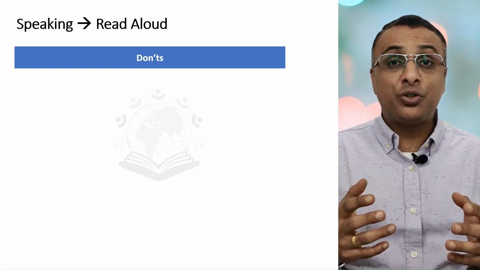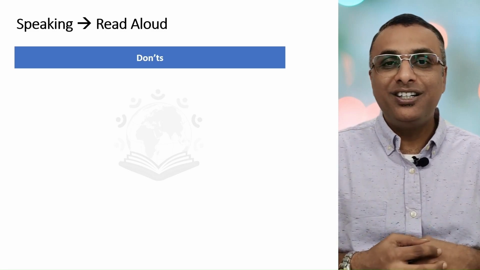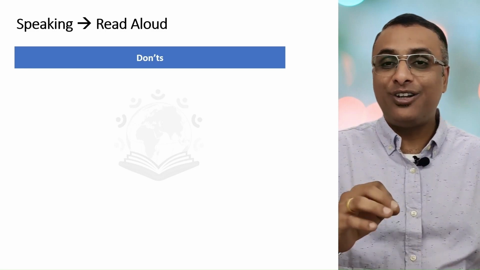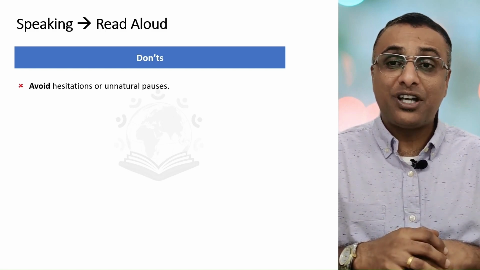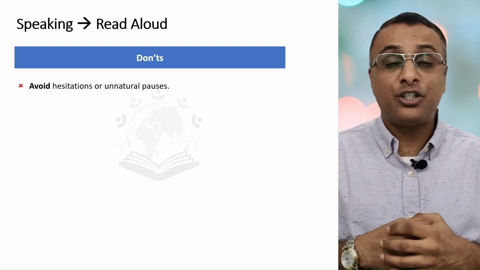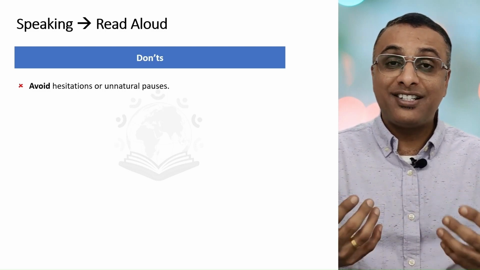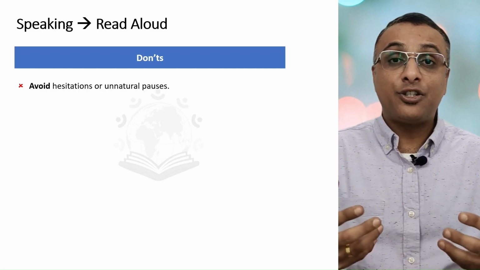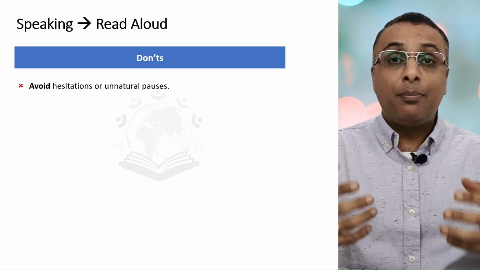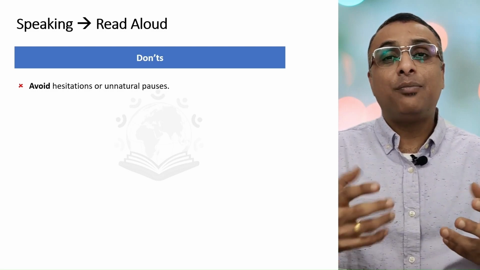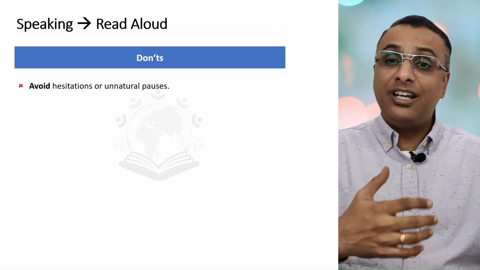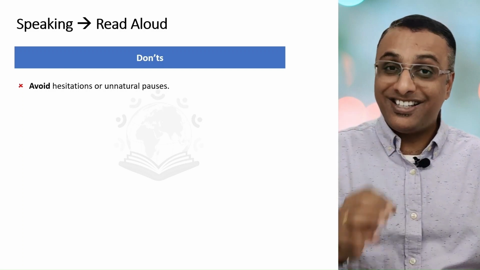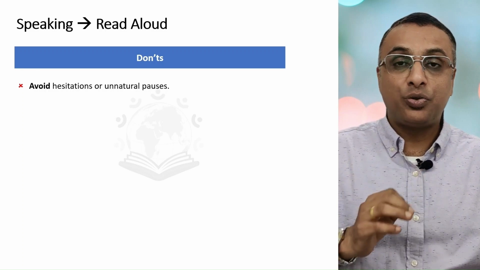I hope you had understood the do's, and now let's move on to the don'ts, meaning the mistakes that you should avoid doing in your exam for read aloud question. First and foremost, avoid hesitations and unnatural pauses. What do you mean by hesitations and unnatural pauses, Anand? It means that when you're giving a response or when reading a paragraph, PTE will think that you are thinking and coming up with a response, right? It will lead to unnatural pauses as well, which you should completely avoid.